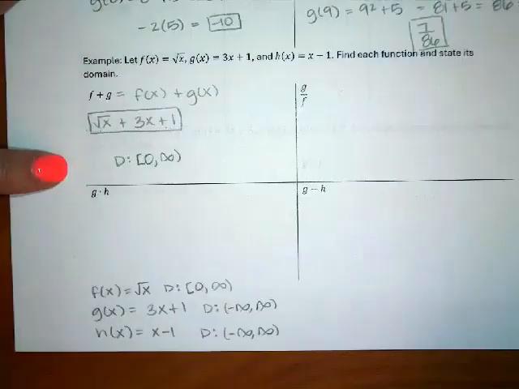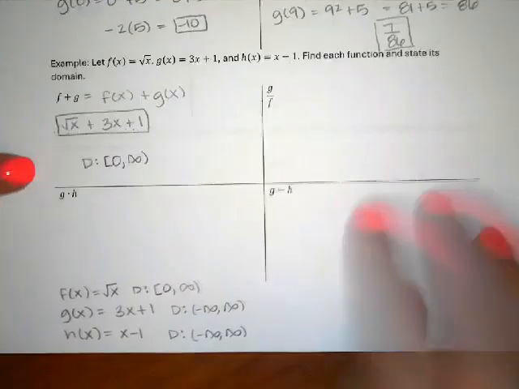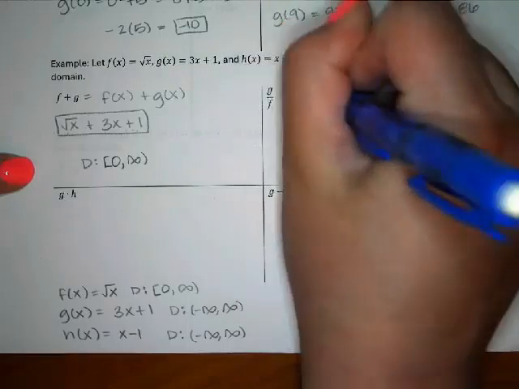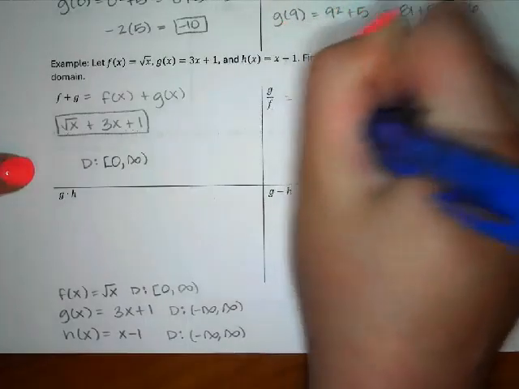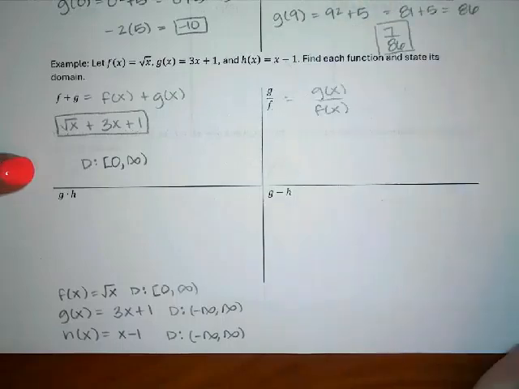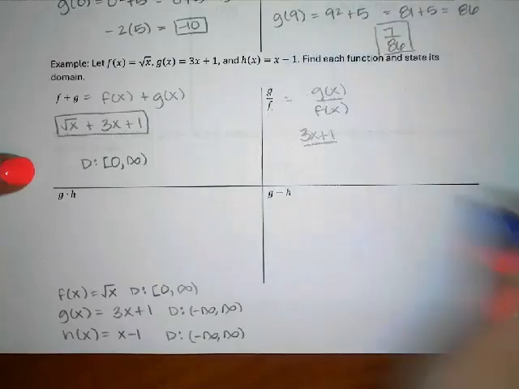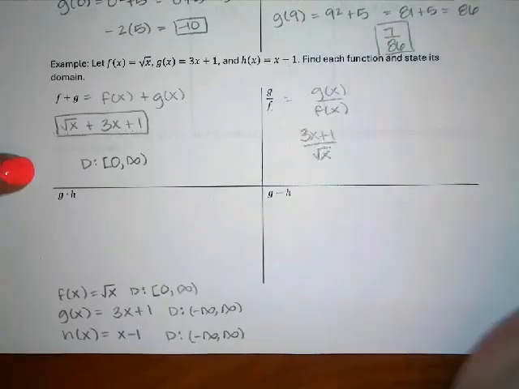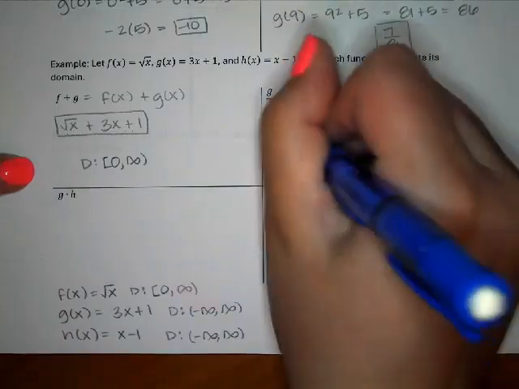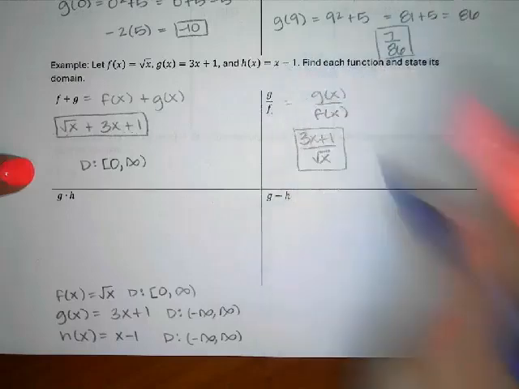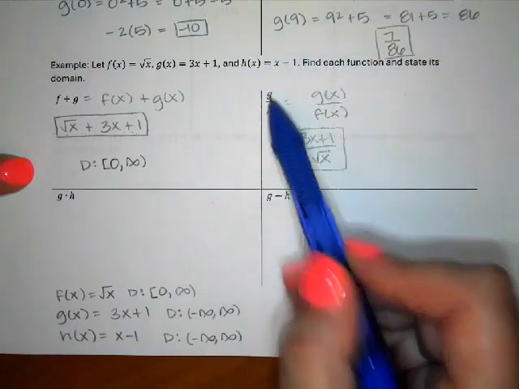All right, let's try the next one. It says g divided by f. So this is g of x divided by f of x. G of x is 3x plus 1. F of x is the square root of x. I'm not going to simplify anything about that. I'm just going to leave that the way that it is. A lot of times when we have functions divided like this, that's how you can do it. You can kind of leave them.